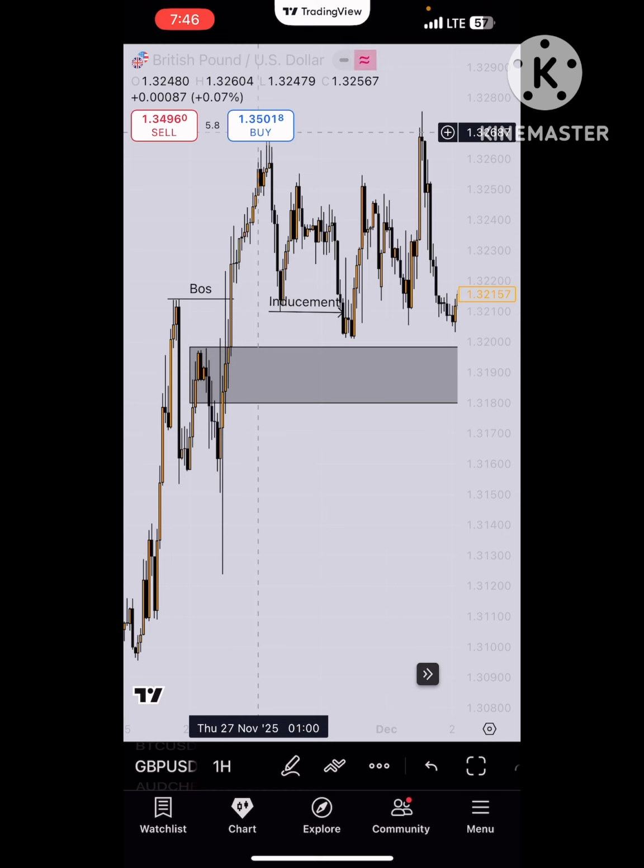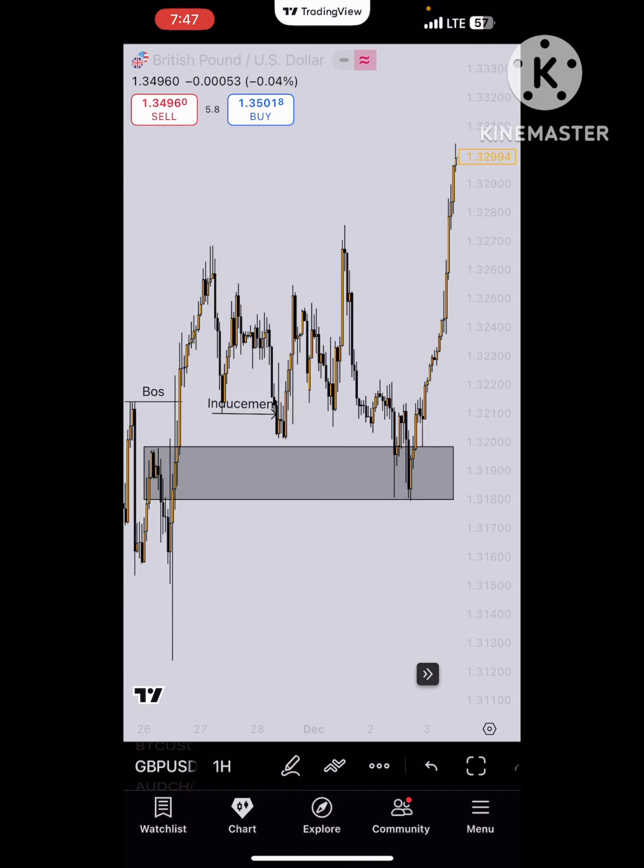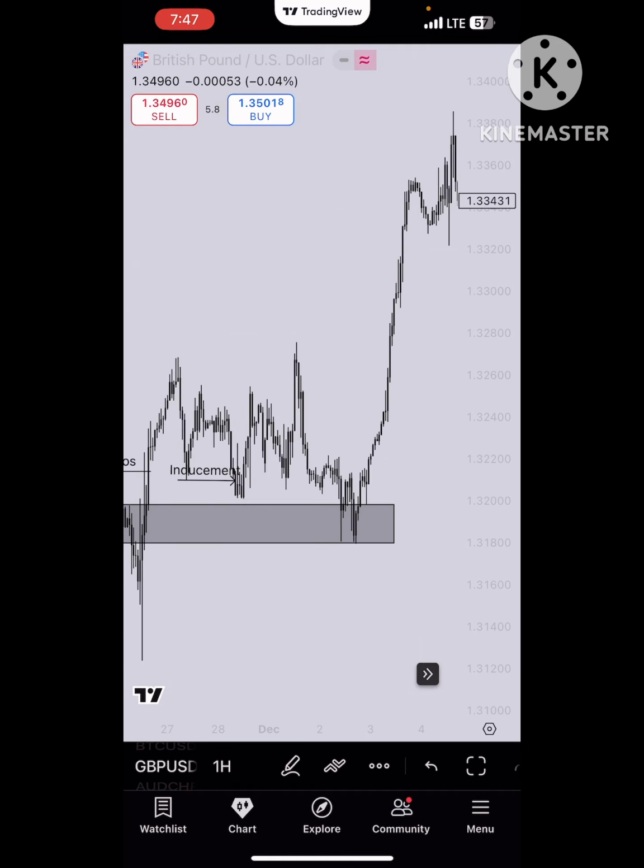The market will always see if you really know what you're doing. And if you really know what you are doing, the market will reward you. So the market rewarded us that waited, and we caught the move to the upside.